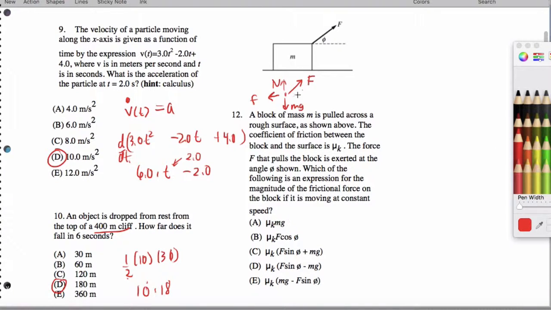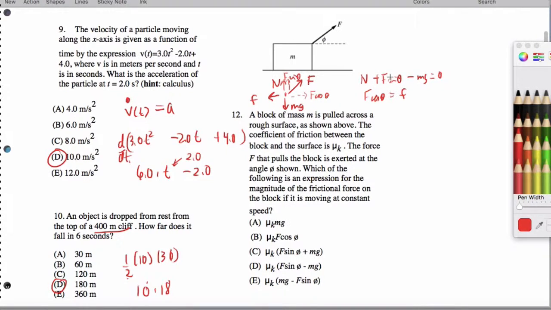When we split this into components, we're going to get F cos theta and F sine theta. So let's set up our equations. We're going to have N plus F sine theta minus mg equals 0. And it's moving at constant speed, so that means things balance. We've got F cos theta equals the friction. They balance. So those are our two equations.